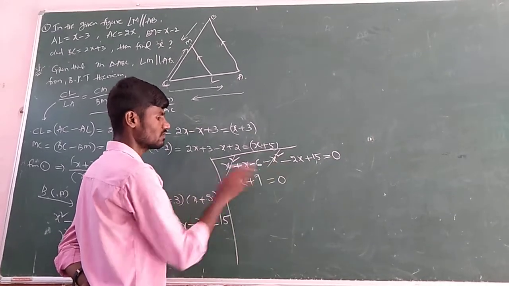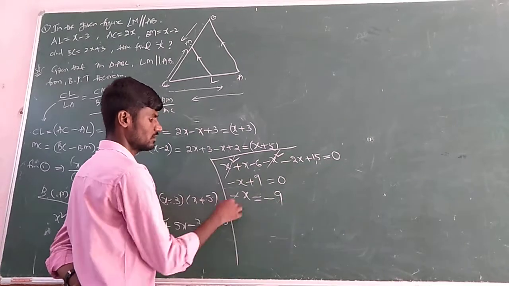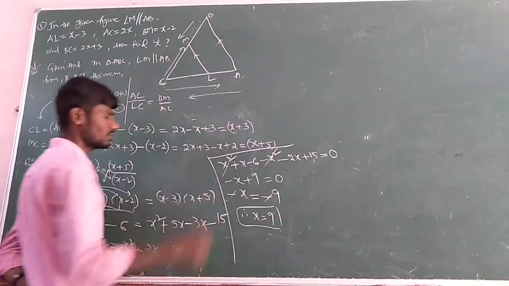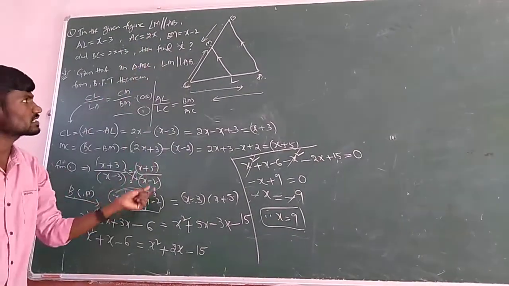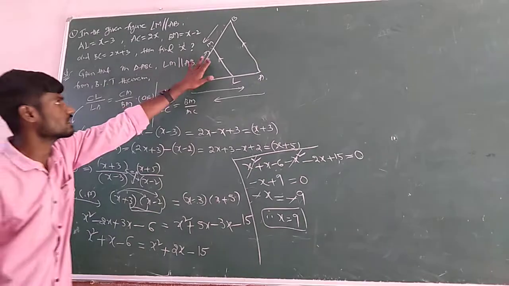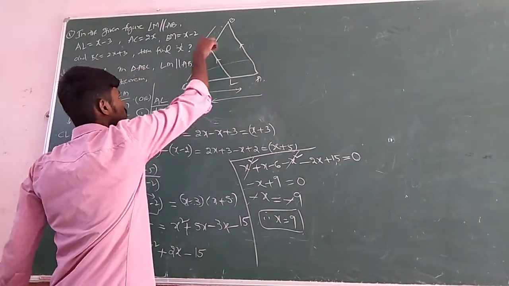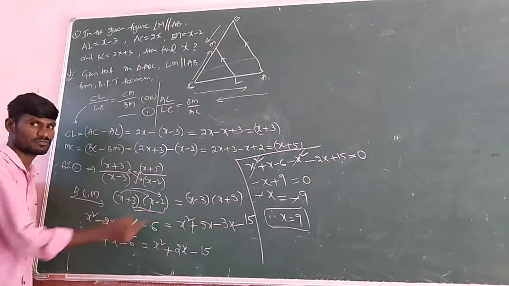Is there any other simplification? No. Transpose plus 9 to the opposite side, that is equal to minus 9. Minus minus cancel, therefore x equals 9. So this is the value of x. So this is an applicational problem based upon what? Thales theorem. Here the line is given parallel to AB. They may give it in this manner also, or ask in any other manner. So this is the problem based upon Thales theorem.